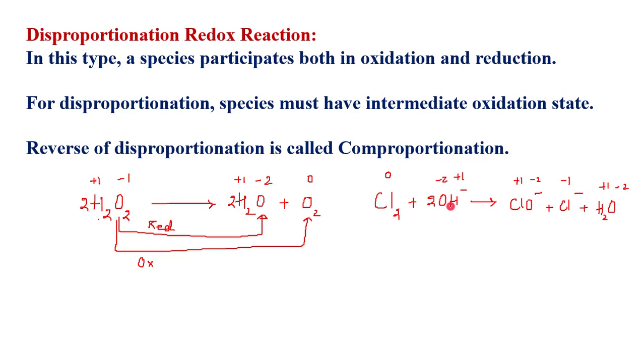And here hydrogen is always +1, oxygen always -2. If you compare oxygen and hydrogen on both sides, they have the same oxidation states. Whereas chlorine: from 0 to +1, there is an increase in oxidation number, so it is oxidation. Again chlorine to this chlorine, from 0 to -1, there is a decrease in oxidation number, so it is reduction. So the same species is participating in oxidation as well as reduction. That time we call them disproportionation redox reactions.